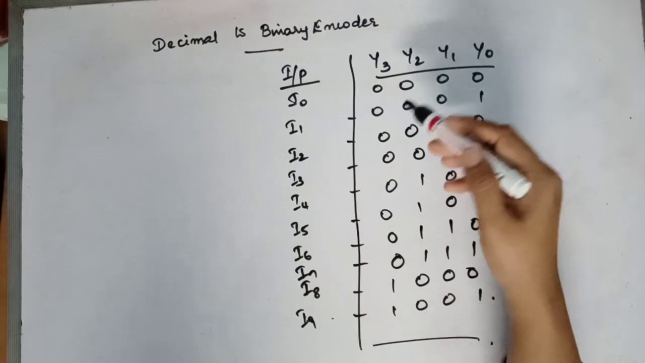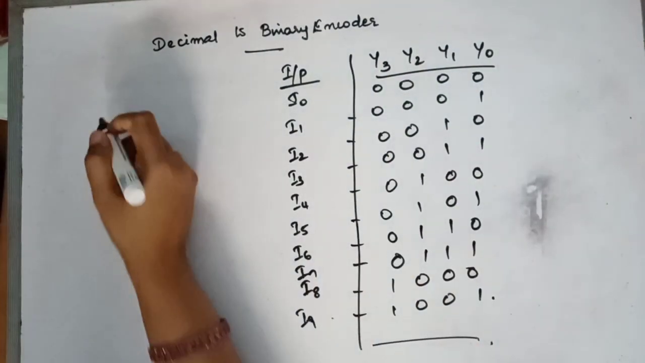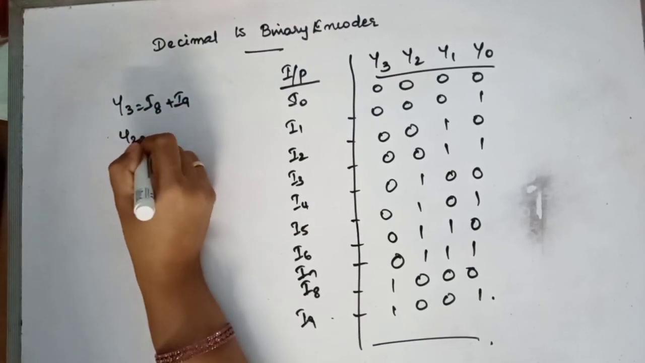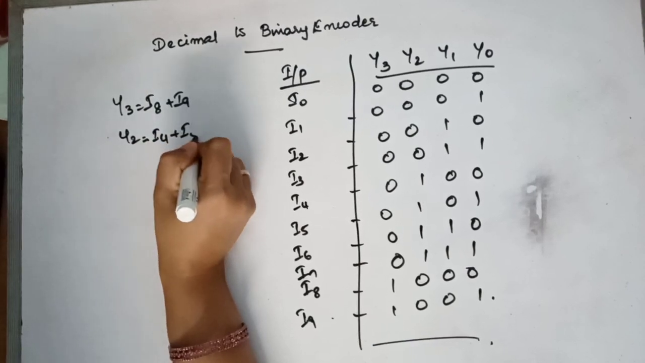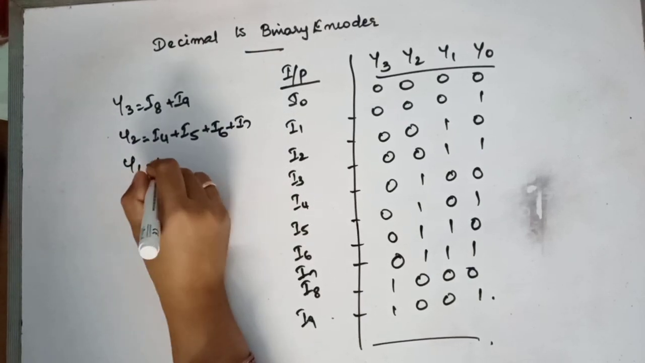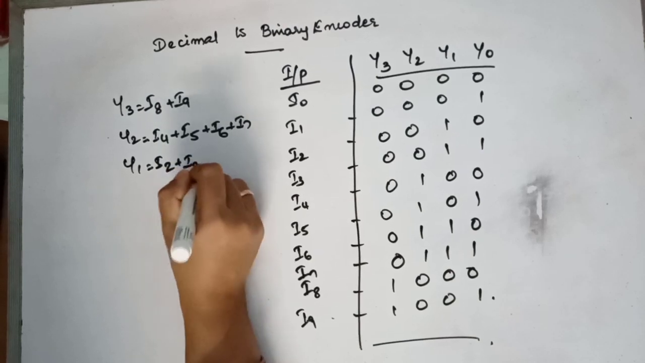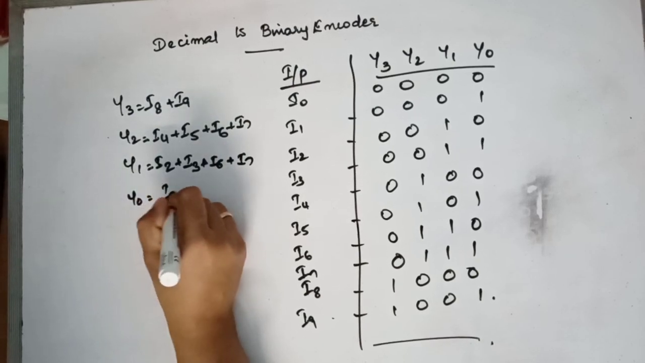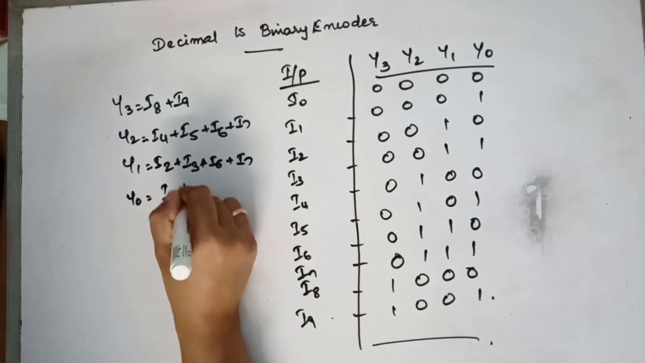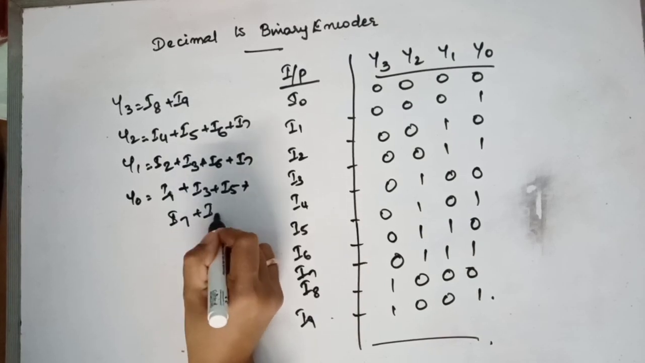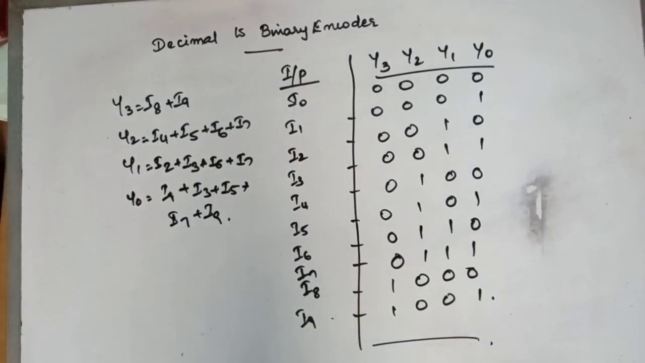Then you can write the equations for y3, y2, y1, y0. So y3 will be I8 plus I9. Y2 will be I4 plus I5 plus I6 plus I7. Y1 will be I2 plus I3 plus I6 plus I7. Y0 will be I1 plus I3 plus I5 plus I7 plus I9. And you can draw it using OR gates. So this is decimal to binary encoder.